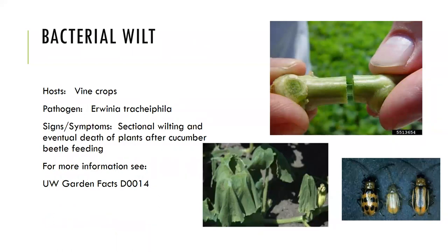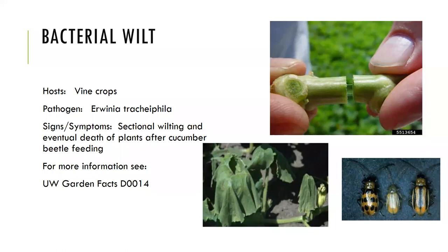Okay, another wilt, but this one is bacterial in nature. Lots of fun, all these wilts. So bacterial wilt generally can cause severe losses in cucurbits. So cucumbers, muskmelons, pumpkins, gourds, and other vining crops in that family. It is spread by the striped or spotted cucumber beetle, as you see in the bottom right-hand photo.